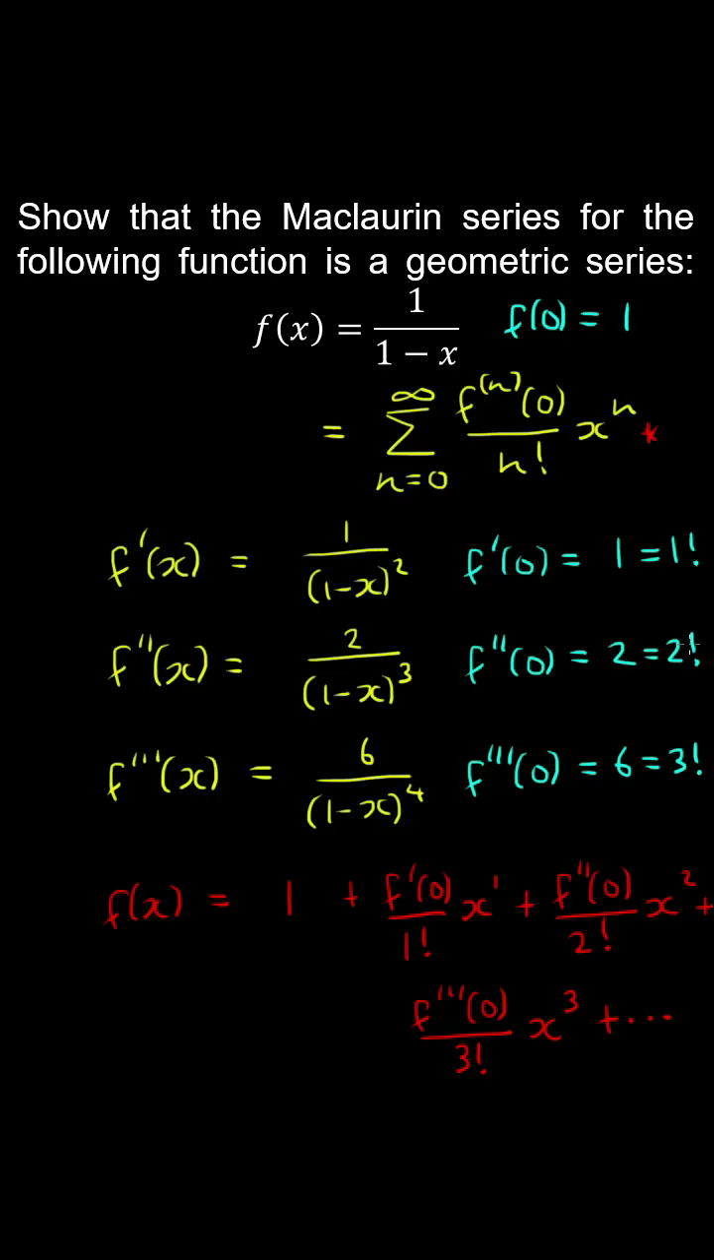And you can see that the derivatives are factorials themselves, so these are all going to cancel. So this gives us a geometric series with a constant of 1 and a ratio of x. And therefore the geometric series converges where the absolute value of the ratio is less than 1. And this is the sum of the geometric series, as we've seen before.